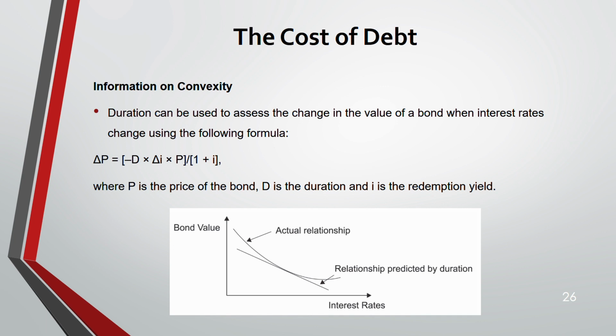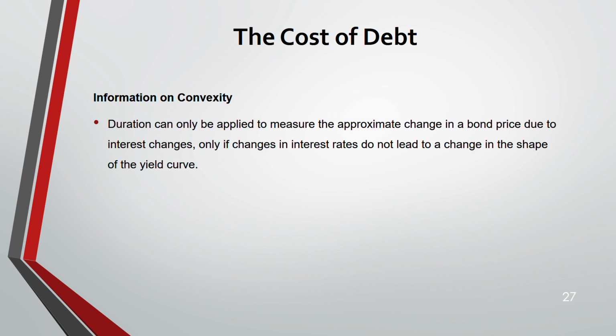The more that convex, curved line is away from the straight line, the more difficult it becomes for you to measure the interest rate sensitivity through duration. That's the whole idea. Okay, that's what you need to understand. That's it, nothing much. So duration can be used only when interest rate changes are small, not for big change. It cannot measure. Why?